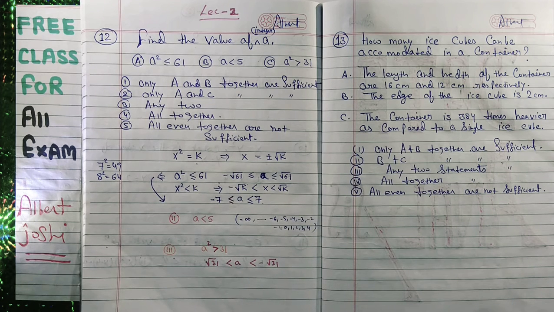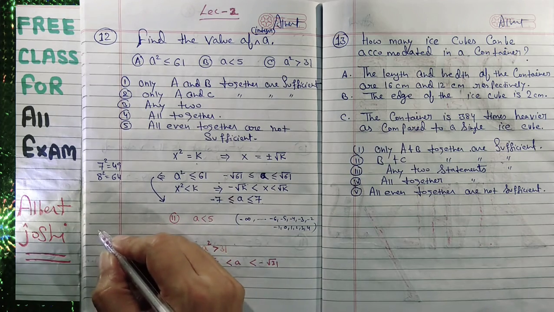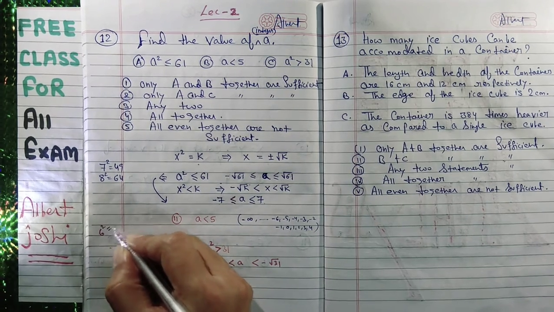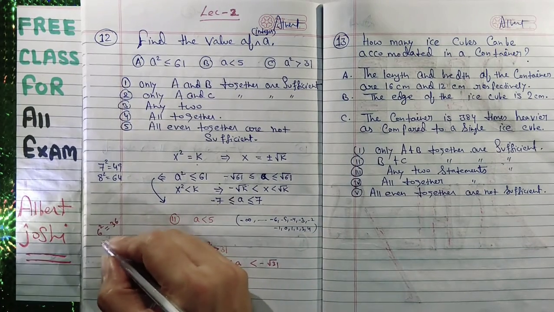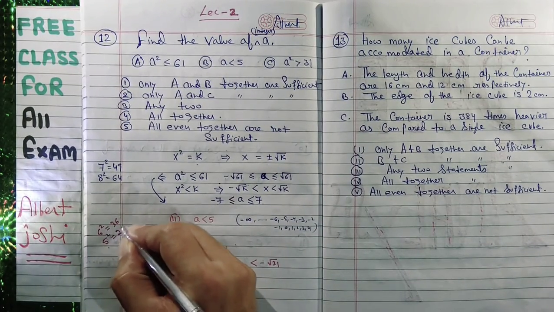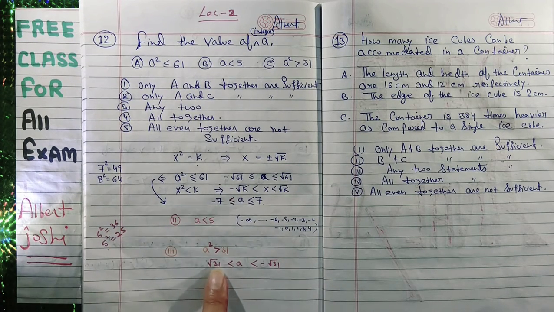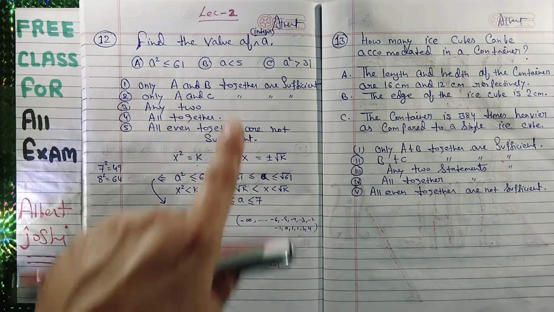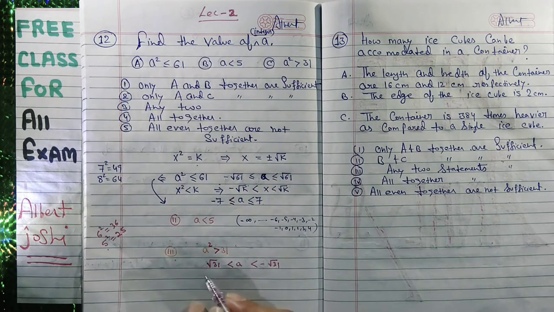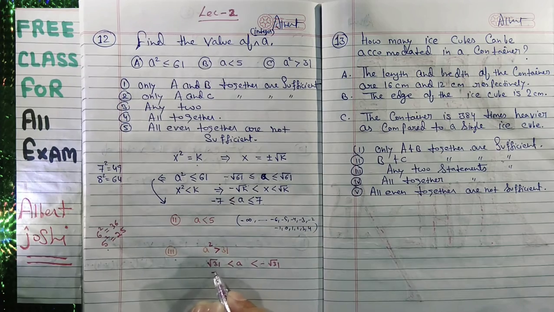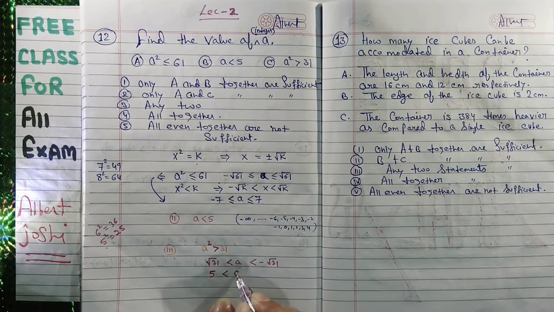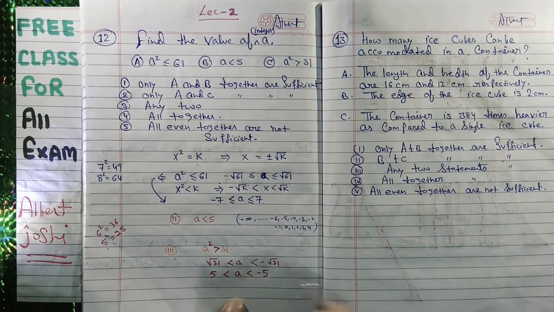Now what is the approximate value of square root of 31? You know that 6 square is 36 and 5 square is 25. So 6 square is 36, which implies that this value will be 5 point something. But we have to find the integer value.